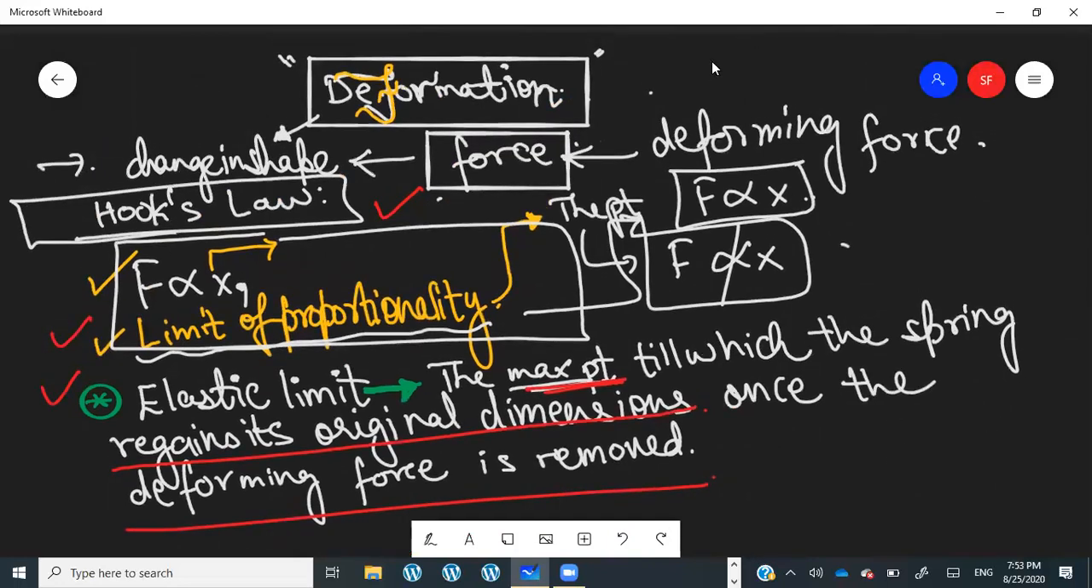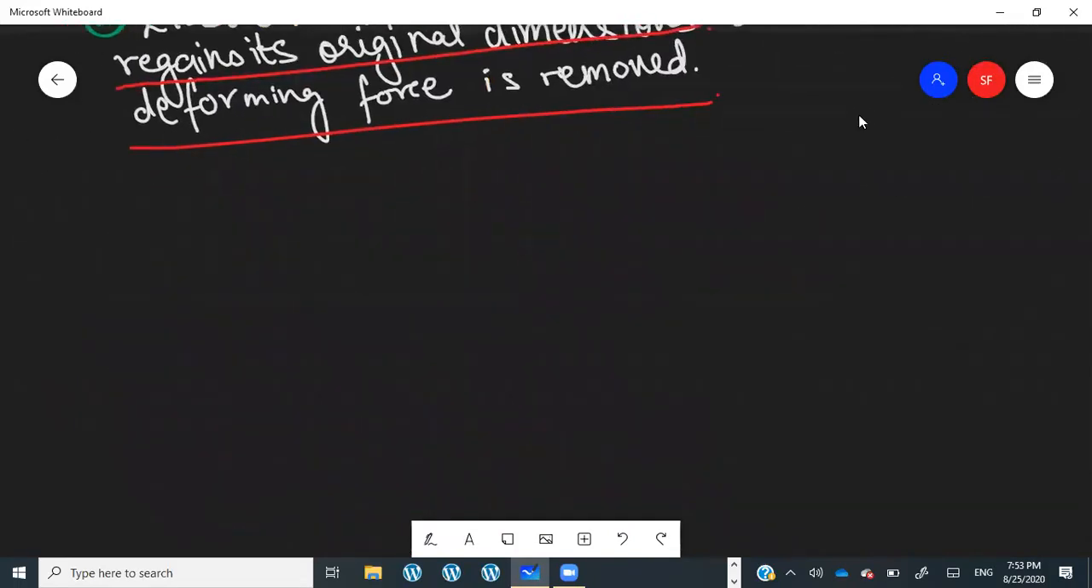Done? Are you copying or are you taking screenshots? I took a screenshot and copying. Okay, all right.